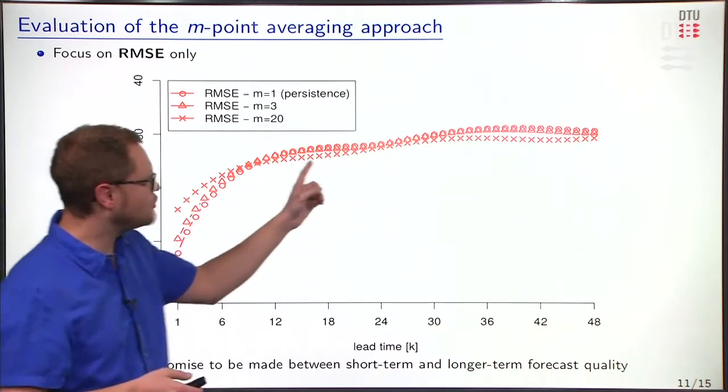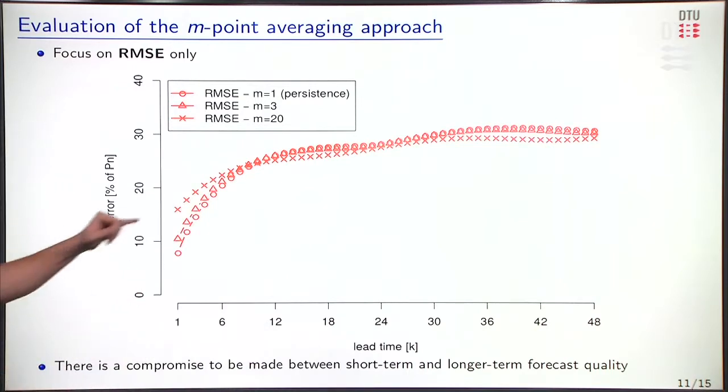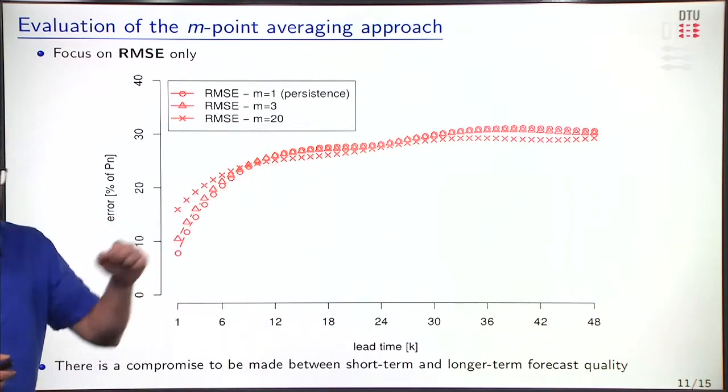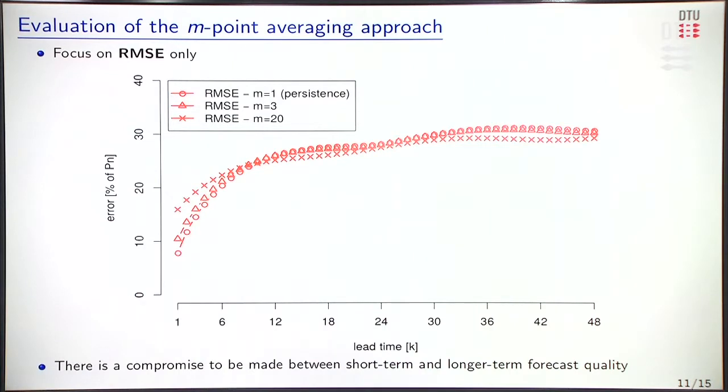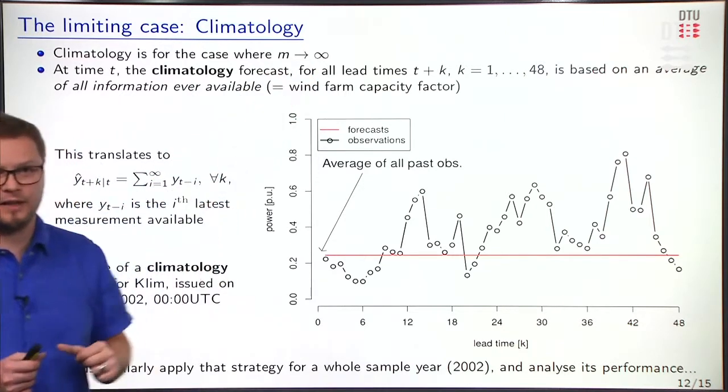However, when we go to further lead times, what we see is that persistence is the worst, and then as we start averaging over more and more points, the performance improves. So by doing this kind of averaging, we degrade the forecast quality over short lead times, but we improve forecast quality over longer lead times. What would be the limiting case? Obviously it would be considering all the past measurements that we had, so having m tending towards infinity.